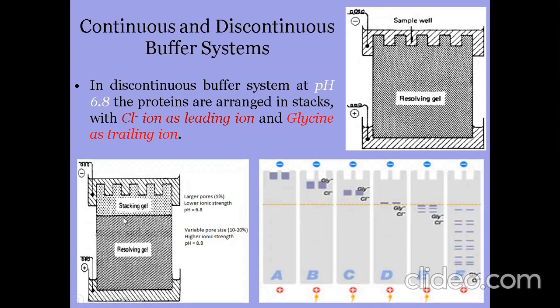Now here, on the left side in the diagram, this one is the negative electrode, this one is the positive electrode, and this is the gel. In this gel, there are two parts: the stacking gel and the resolving gel. This is again the same thing which has been shown here. And these are the sample wells. Samples are loaded here.